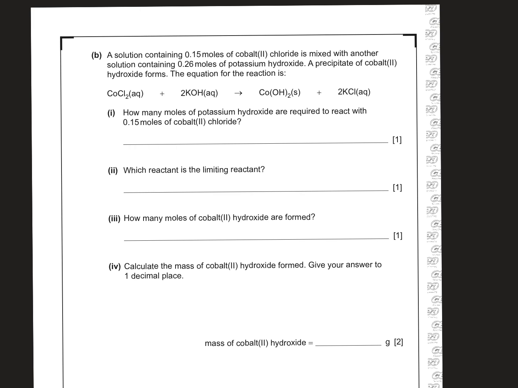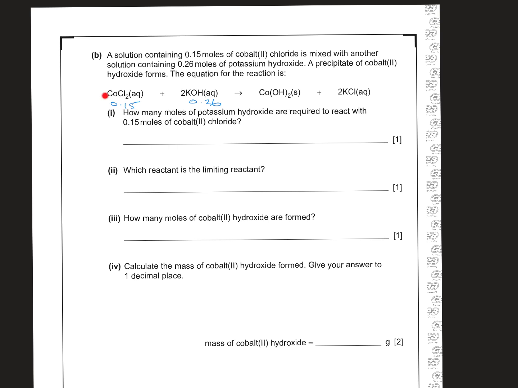Part B. So we've got this solution. It contains 0.15 moles of copper 2 chloride. So I'm just going to write it underneath here, 0.15. And it's mixed with another solution containing 0.26 potassium hydroxide. So again, I will put that in there. So part 1. How many moles of potassium hydroxide are required to react with the 0.15 moles?